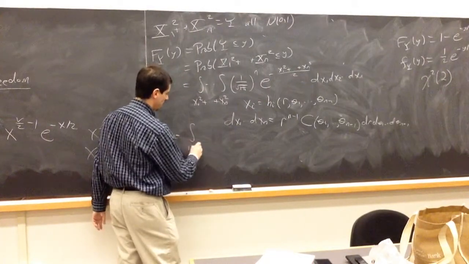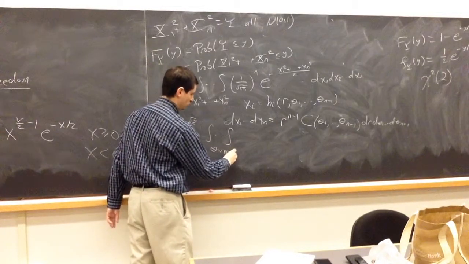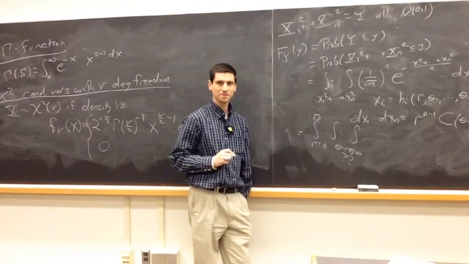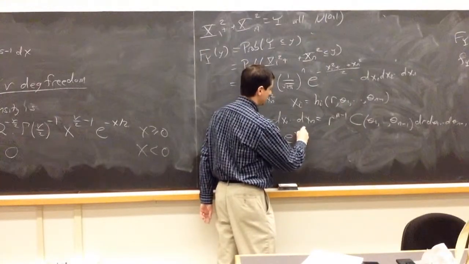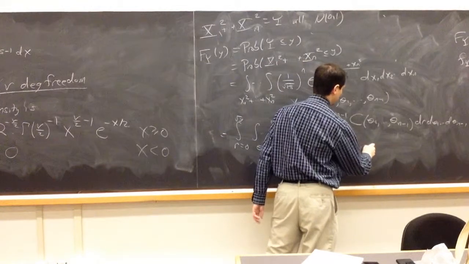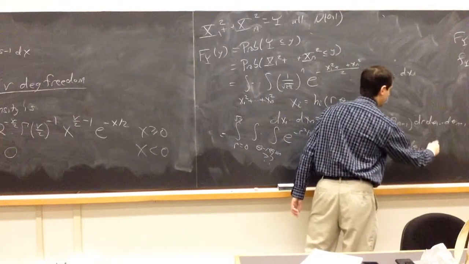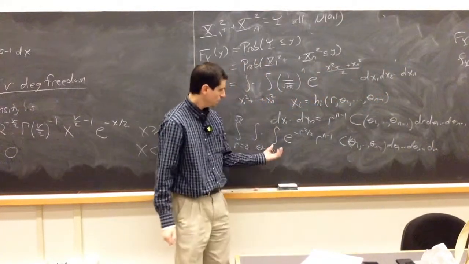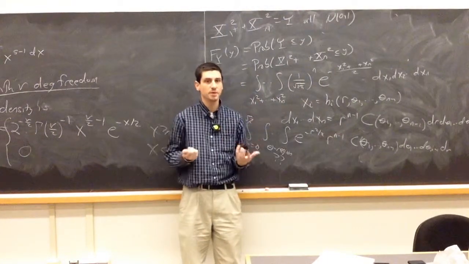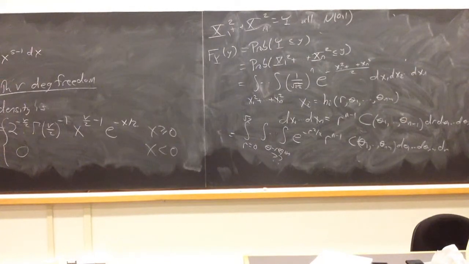Now we integrate. r goes from 0 to square root of y, over some kind of theta region. No idea what that is. I've got e to the minus r squared over 2, r to the n minus 1, c of theta_1 through theta_{n-1}, d theta_1 through d theta_{n-1}, dr. When I do the theta integration, I'm just going to get some number. I don't know what it is. I'll put a subscript n to remind us that this is coming from an n-dimensional problem.